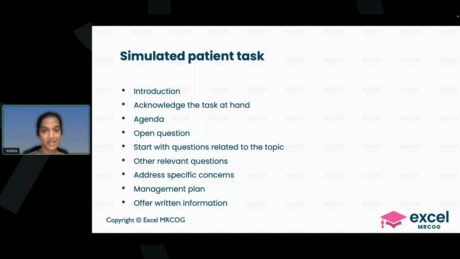That's not right. PIL is a very important written information that you offer to the patient. Like for example, she's come to you for sickle cell anemia in pregnancy.